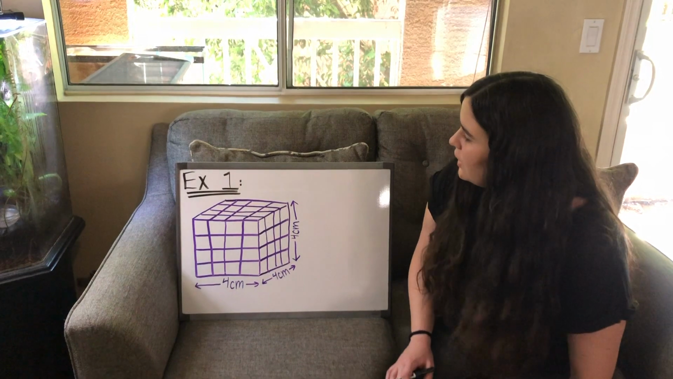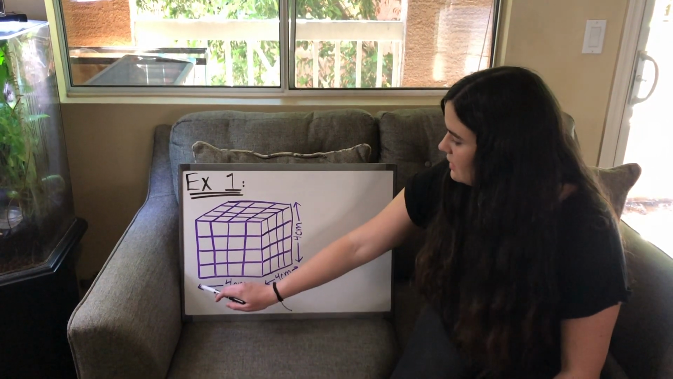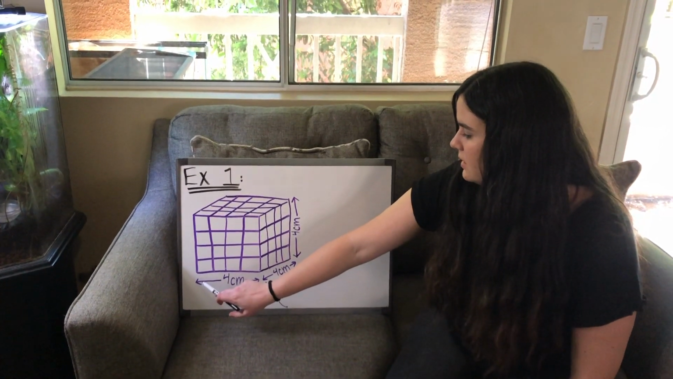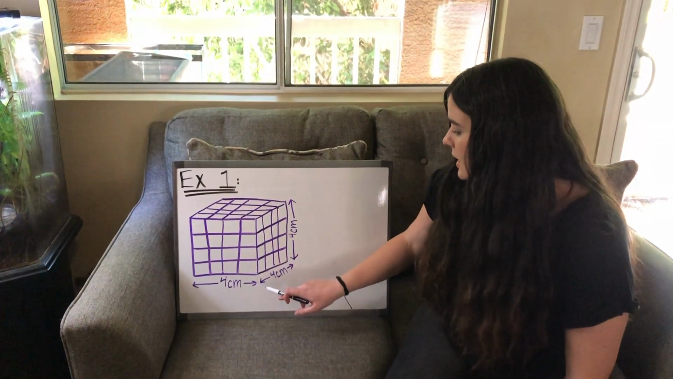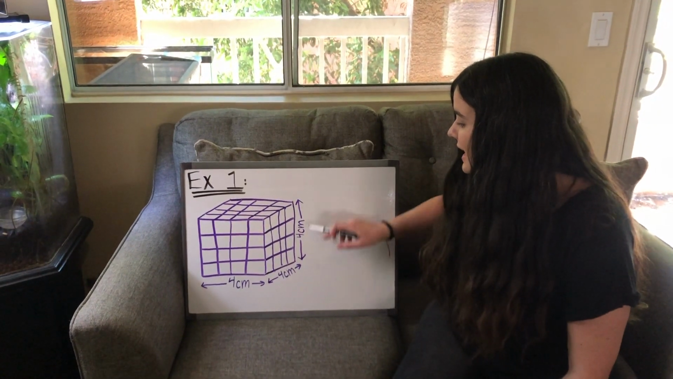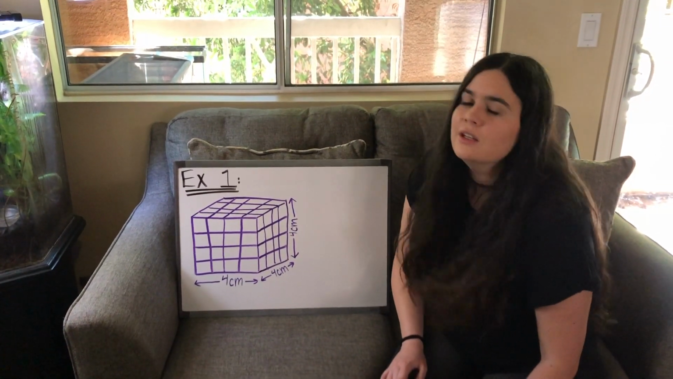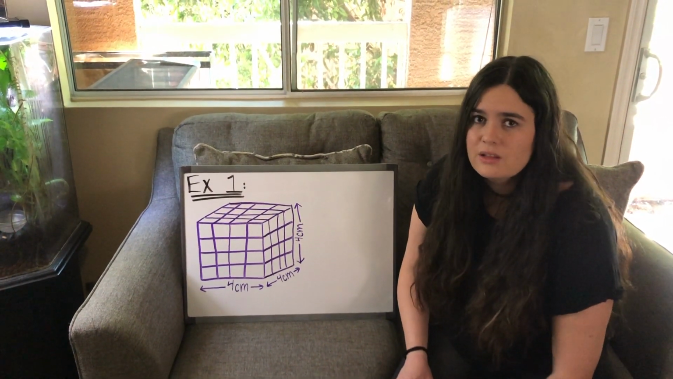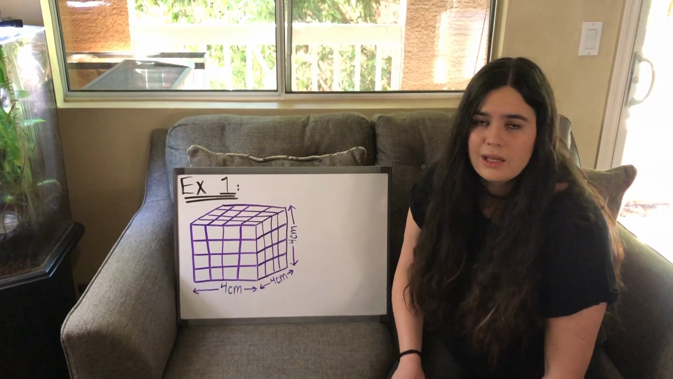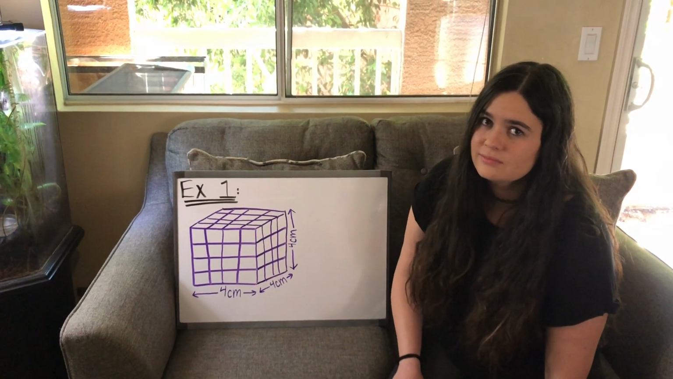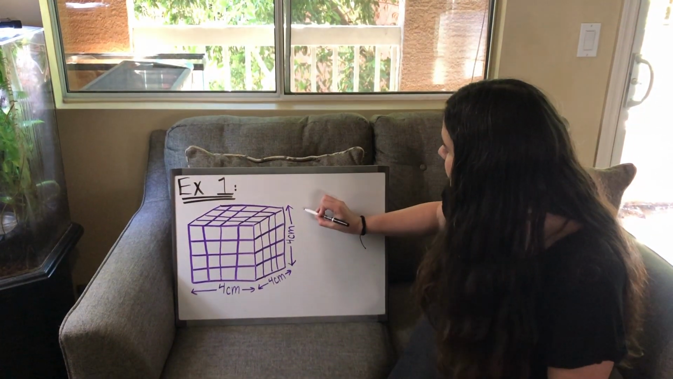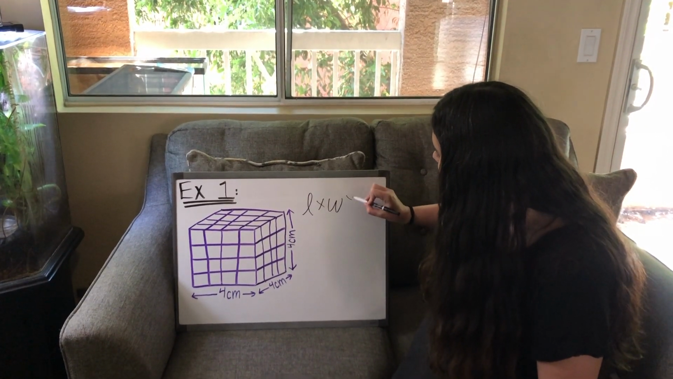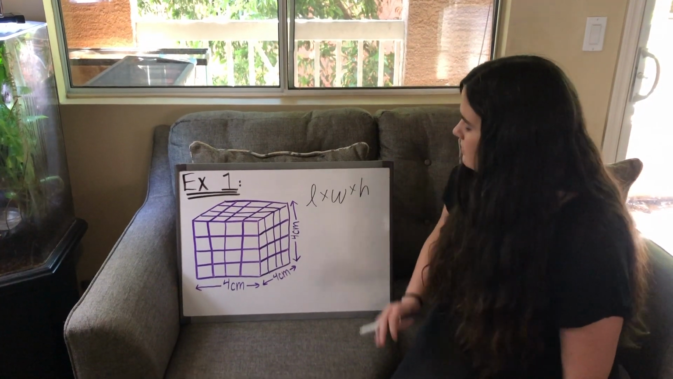Alright, so let's find the volume of this cube. We know the measurement of each of the edges of this cube. We know that the length is 4 centimeters, that the width is 4 centimeters, and the height is also 4 centimeters. So I want you to think back, and what is the formula that you use to find the volume of a rectangular prism? The formula you're going to use is length times width times height.